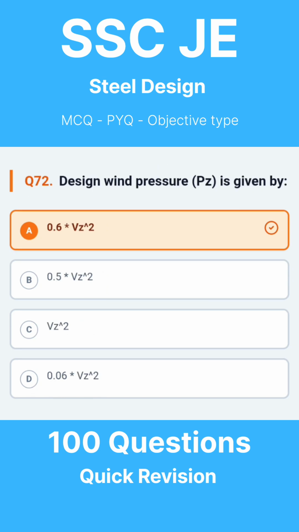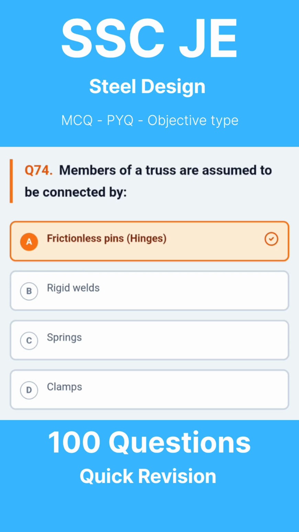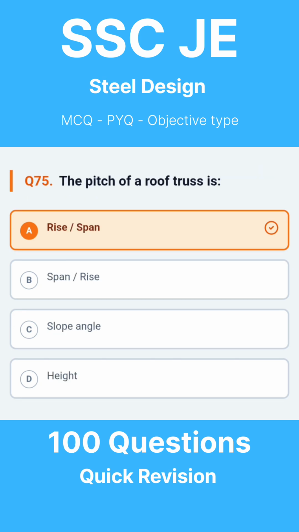Question 72. Design wind pressure Pz is given by. The correct answer is 0.6 Vz squared. Question 73. Internal pressure coefficient Cpi for a building with less than 5% openings is. The correct answer is plus or minus 0.2. Question 74. Members of a truss are assumed to be connected by. The correct answer is frictionless pins, hinges. Question 75. The pitch of a roof truss is. The correct answer is rise divided by span.